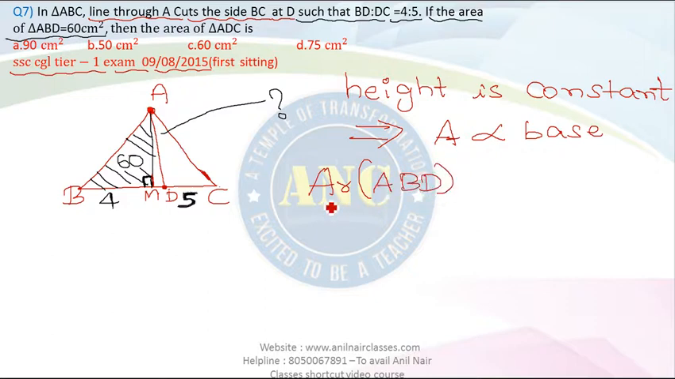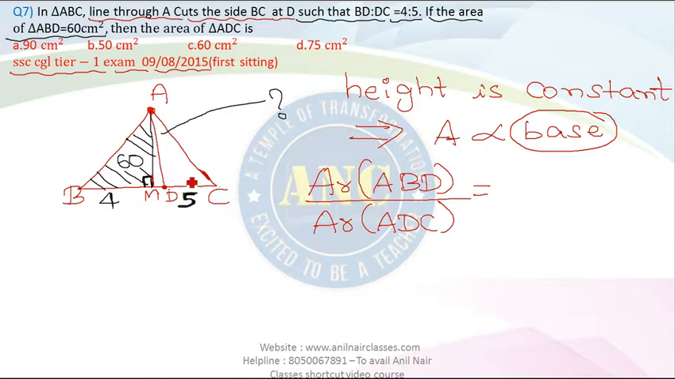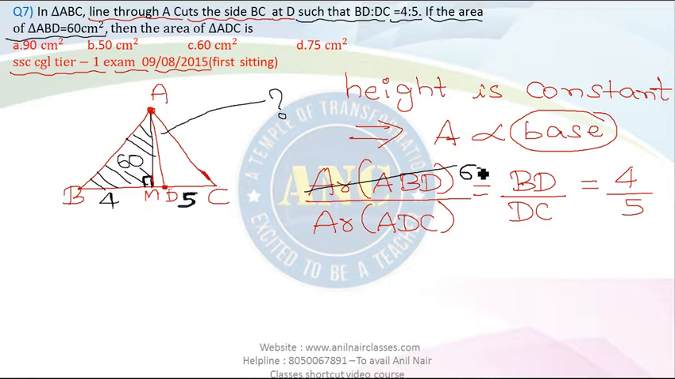That means the area of triangle ABD divided by the area of the other triangle ADC is nothing but equal to, what is the base of ABD? ABD base is nothing but BD, right? What is the base of ADC? It is nothing but DC. Now we know that BD value is 4, DC value is 5. We also know that the area of triangle ABD is given in the question as 60.